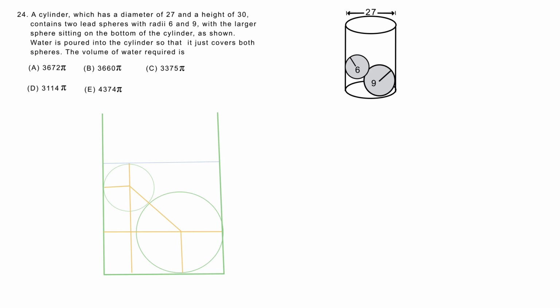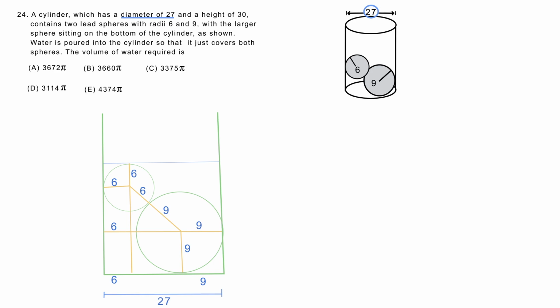We know that the radius of the small circle is 6. So that's 6, that's 6, and that's 6. We know that the radius of the large circle is 9. So that's 9, this is 9, and this is 9. Okay? And therefore this is 9, this is 6, and this is 6. And we also know that the diameter of the cylinder, which they also labeled there in the initial figure, is 27. So that means from here to here, this whole distance is 27.